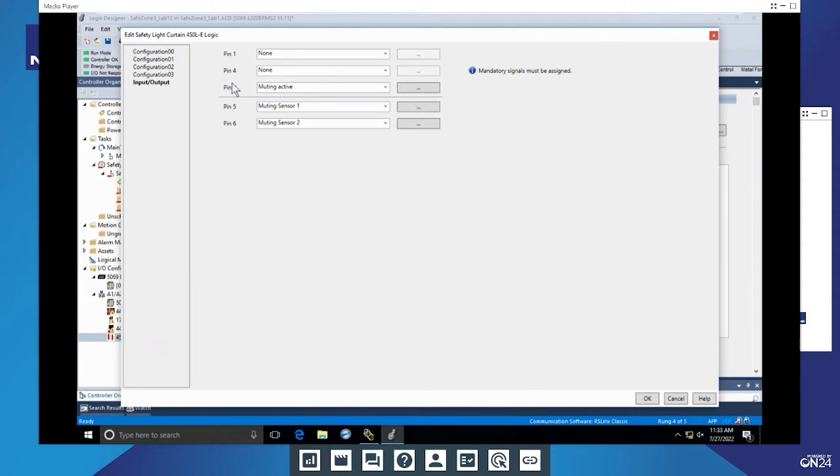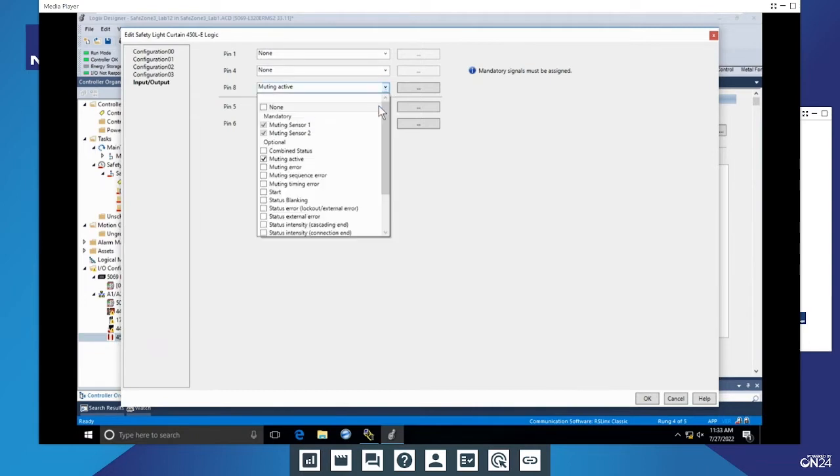Now, the next thing I've done here is I've programmed some of my pins to have muting active, muting error, and so on and so forth. All of this information is encapsulated within the add-on profile and converted over from your add-on profile via CIP Safety over Ethernet through to your Ethernet block, your light curtain, and then absorbs the outputs as well.